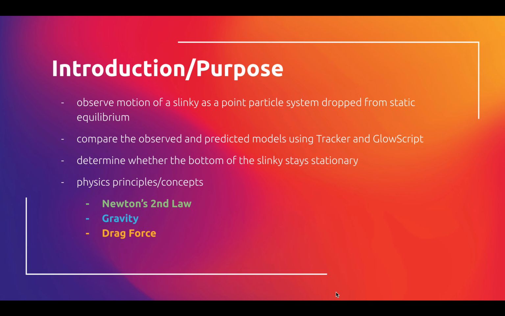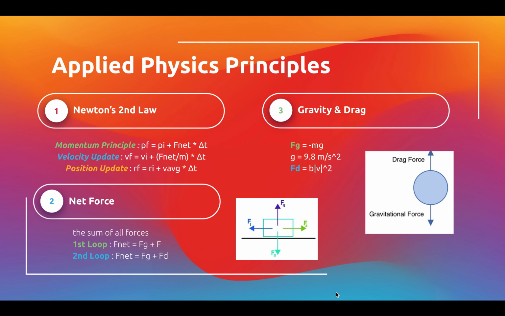The physics principles and concepts utilized in this lab include Newton's second law, the force of gravity, as well as drag force. We can use Newton's second law to help determine the relationship between the net force acting on an object and the change in the object's motion. Using Newton's second law, we will update the velocity and position of the data. To find the net force in the system, we have to add up all the forces acting on the system. For this particular lab, I had to calculate gravity, tension, and drag.